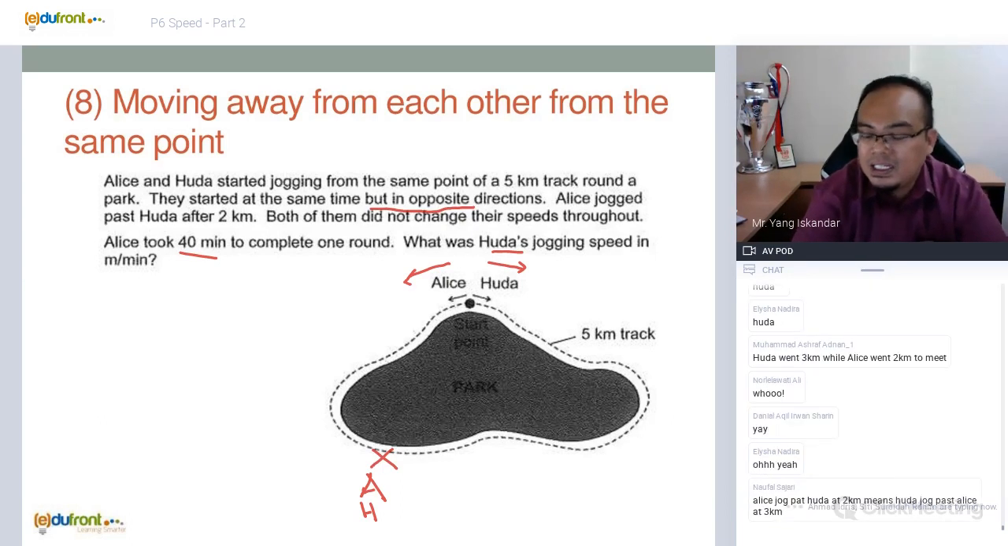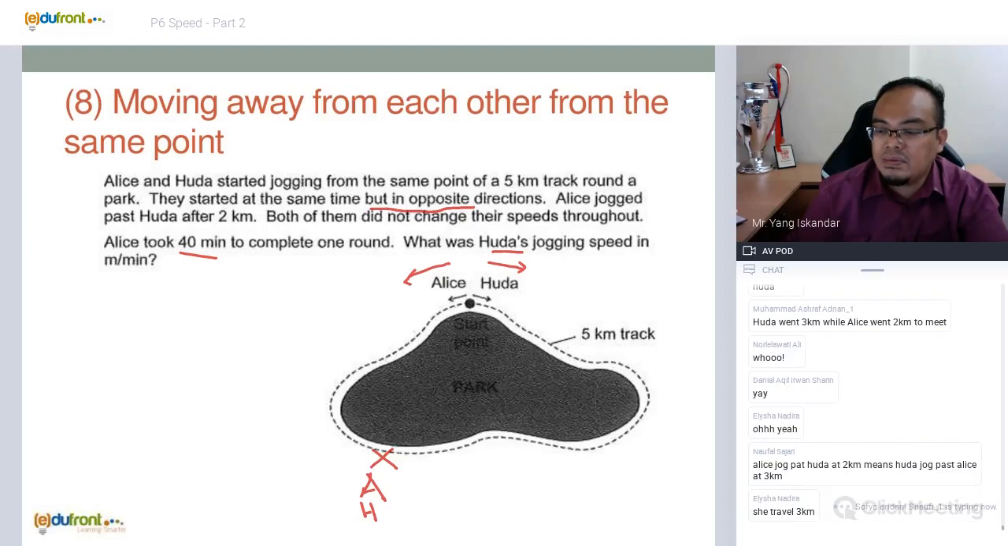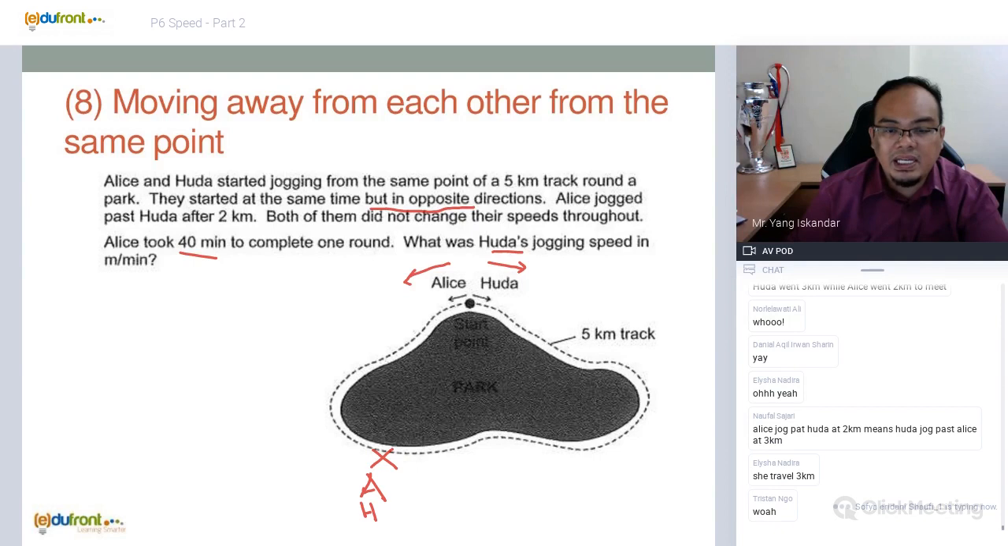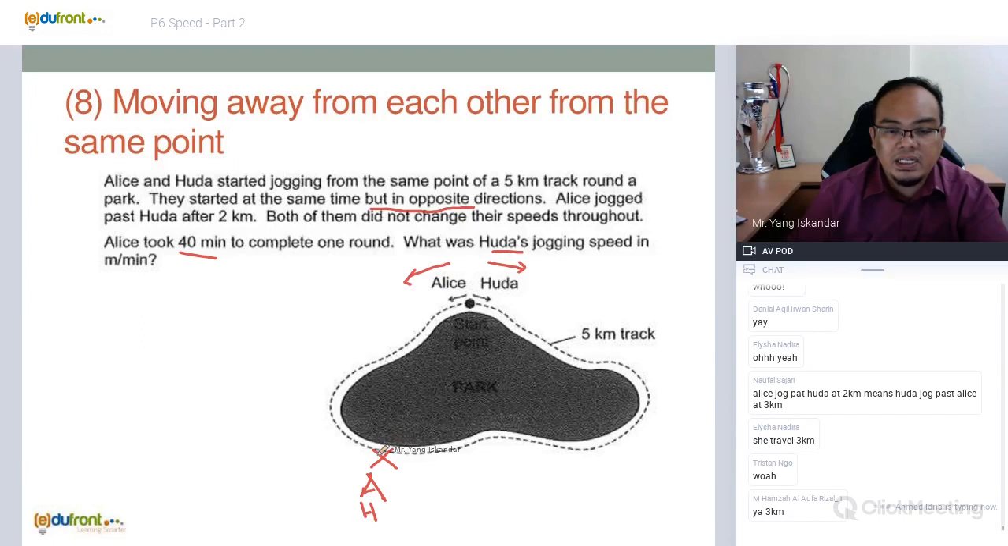Huda jogged faster. Yes. Ashraf, well done. Huda went 3 kilometers while Alice went 2 kilometers to meet. You can see here, when they meet after 2 kilometers, Alice jogged past Huda. That means Alice would have jogged 2 kilometers while Huda jogged 3 kilometers. So Huda obviously is faster. But nevertheless, this is not that important, just for your understanding.